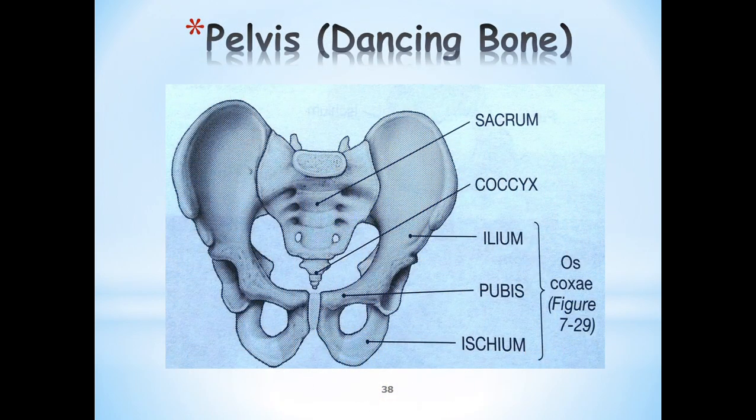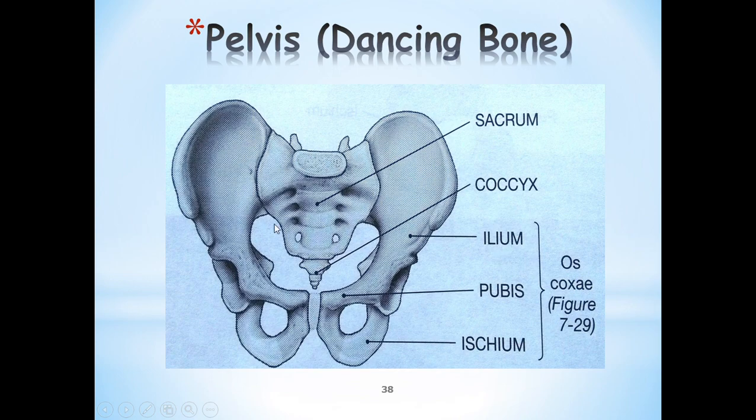Then in this one, the pelvis is known as the dancing bone. Okay, so the dancing bone. So in that pelvis, actually this is composed of three fused bones. We have here the ischium, the pubis, and the ilium.